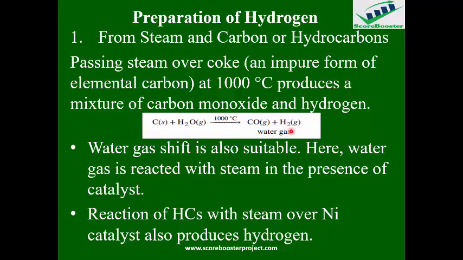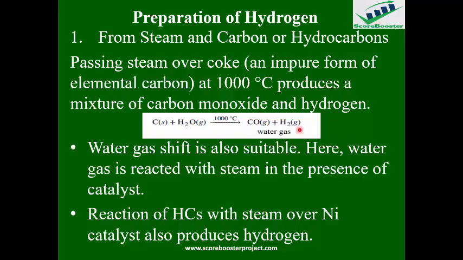And again, if you want to produce more hydrogen, we can react this water gas with steam. When you react water gas with steam, CO will take oxygen away from the water to become CO2. Then two hydrogen will come together to form more hydrogen molecules. This is what is called water gas shift. So you shift water gas to form more hydrogen, but it is in the presence of a catalyst.